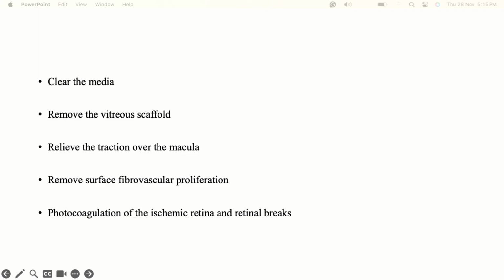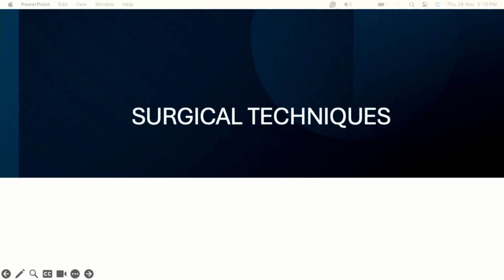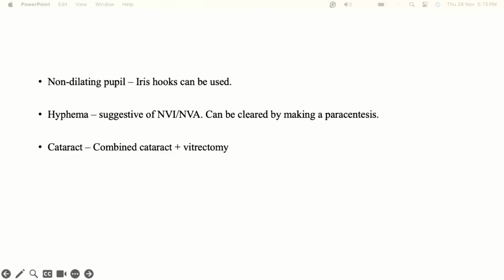and the retinal breaks. Coming on to the surgical techniques, if it is a non-dilating pupil, iris hooks can be used or any other pupil dilating medium can be used. If there is hyphema, it is suggestive of NVI or NVA. It can be cleared by making a paracentesis. If it is recurrent, we can inject a viscoelastic into the AC to prevent recurrent hemorrhage. If cataract is there, combined cataract and vitrectomy needs to be planned.